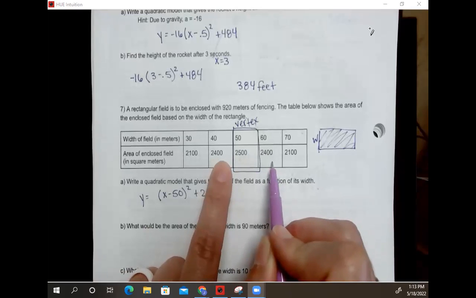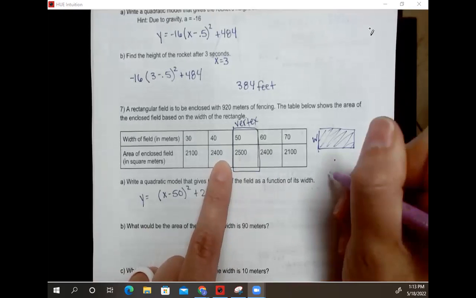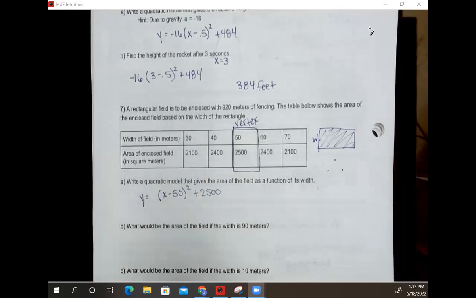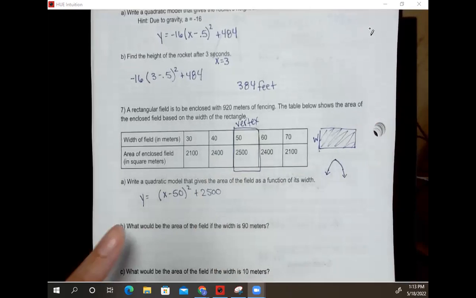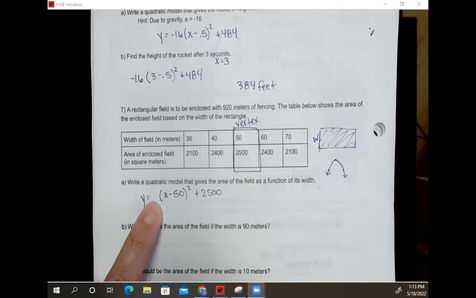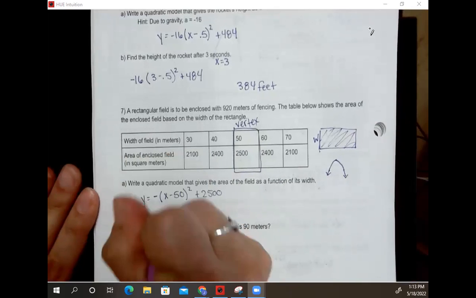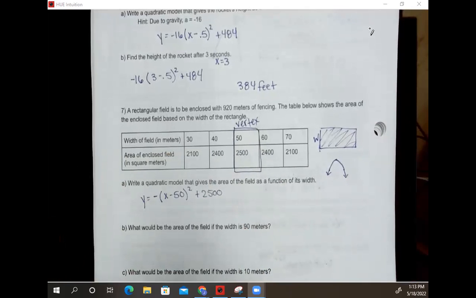These are lower than the vertex, right? That means the vertex is up here, and these values on either side are down here. So what we have is a parabola that opens upside down. So what has to be true about our lead coefficient? It's got to be negative, yep. So there's my model function.